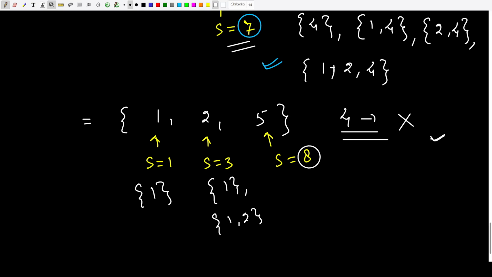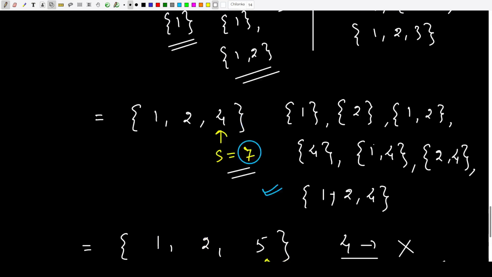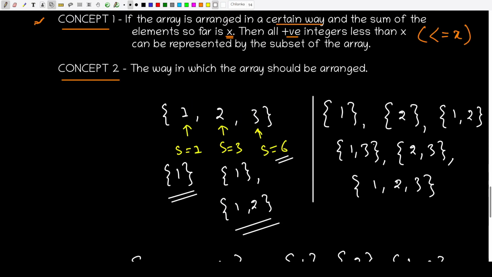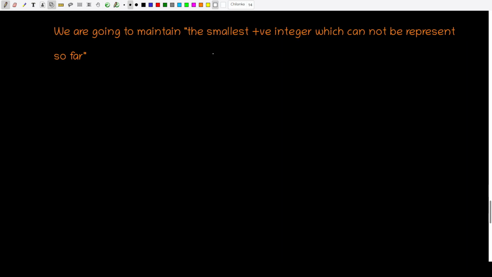So how do we tackle this scenario? Well, the way we will be able to tackle this scenario is using concept 2, which is the way in which the array should be arranged. So let us discuss concept 2 and that will complete our discussion of the solution. To understand concept 2, we are going to iterate through the elements of the array and we are going to maintain the smallest positive integer which cannot be represented so far.